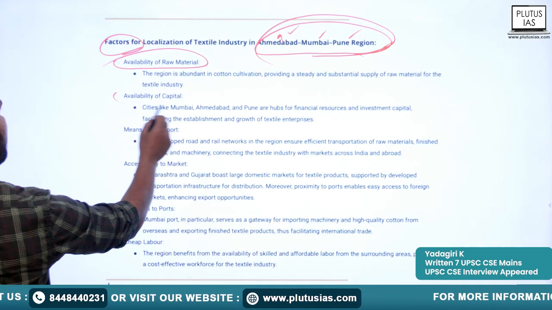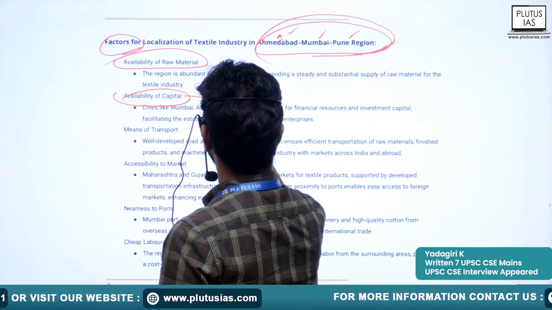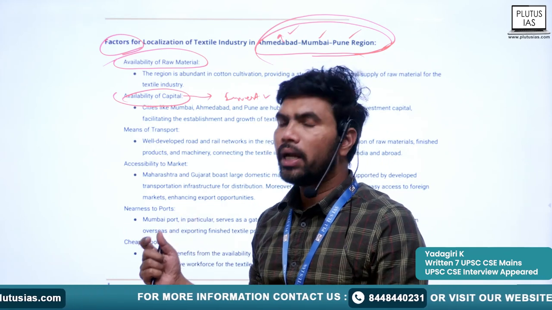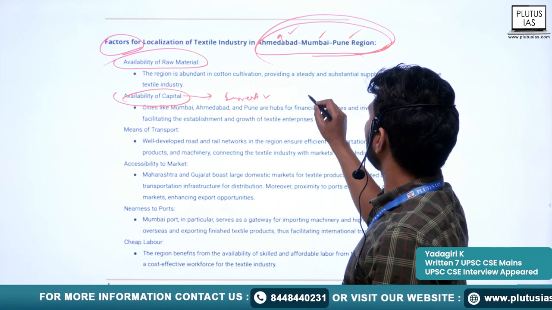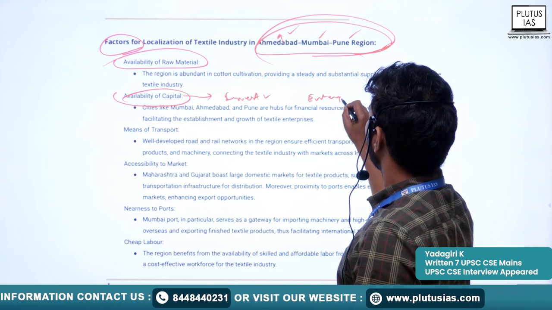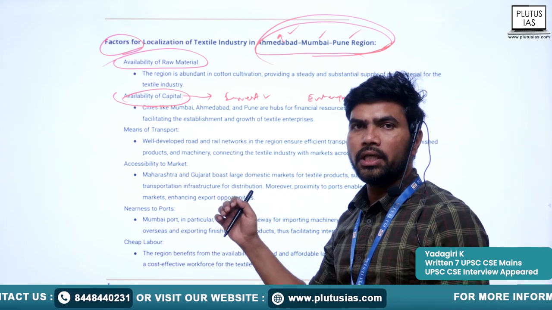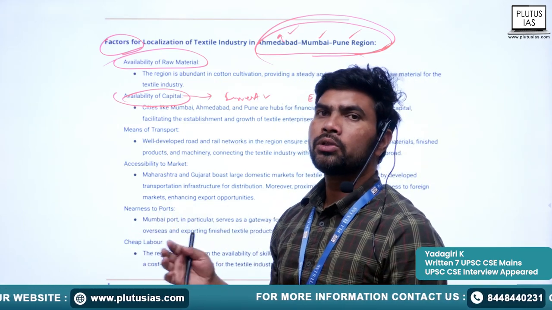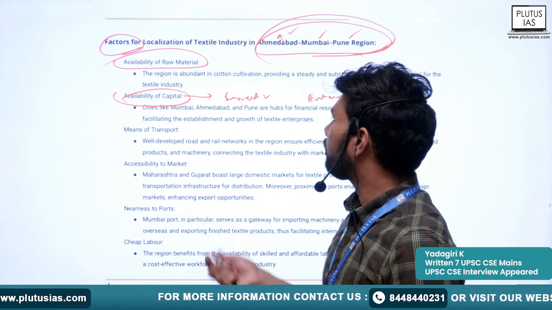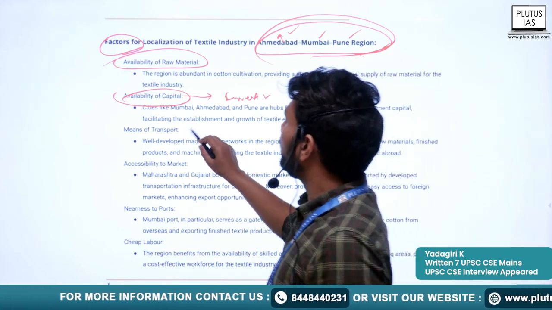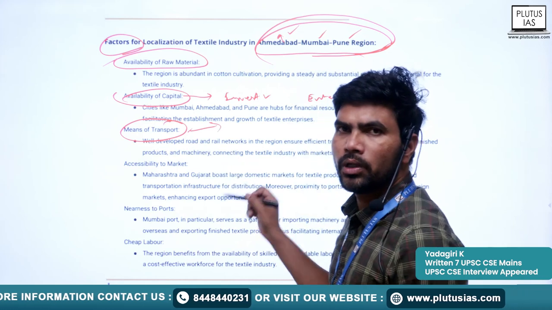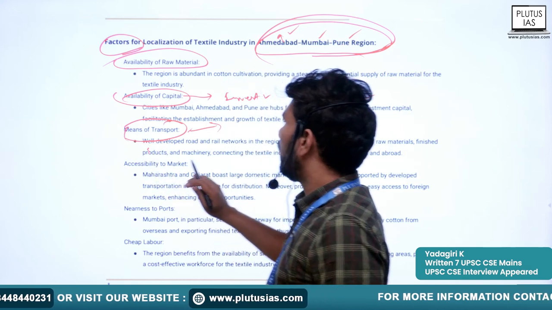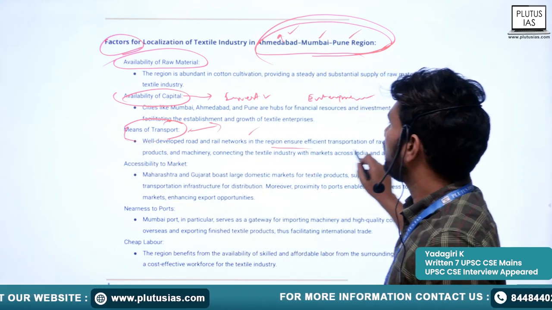So availability of capital also. Capital means investment. So in Mumbai and Ahmedabad, we can say entrepreneurs were there who were willing to invest in the cotton and textile industry. So they have started large mills by investing. So this also added another factor. All right. Next is means of transportation. So this has also developed. Well-developed road and rail networks in this region.